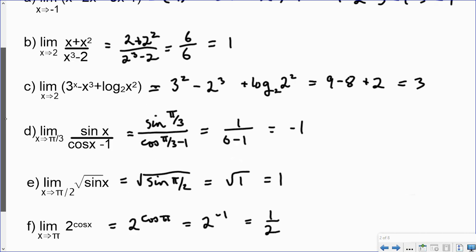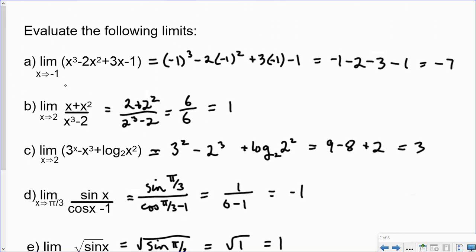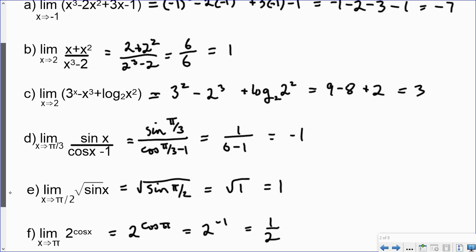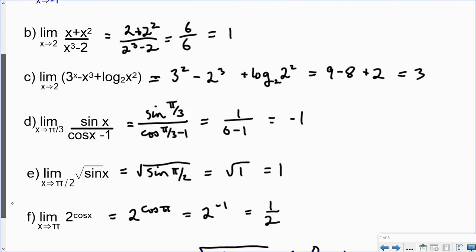Okay, so here are the evaluated limits here. Straight substitution, or direct substitution I call it. Just put in -1 and we work it out to get -7. B works out to be 1. The limit of the function c as x approaches 2 works out to be 3. Now you might need to review a little bit of work on logarithms from Advanced Functions. That logarithmic property evaluates to 2.